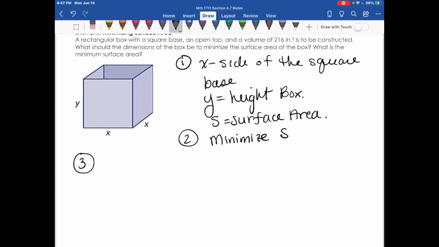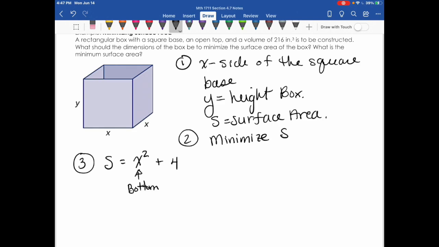Okay, step 3, we need to come up with a formula for S. One thing we need to keep in mind is the box has an open top, so there's nothing on the top. So we're going to have 5 sides, not 6. We have 4 sides and then the bottom. The bottom has a square base, so that's going to be x squared. So this is the bottom of the box. And then we have to add the 4 sides.